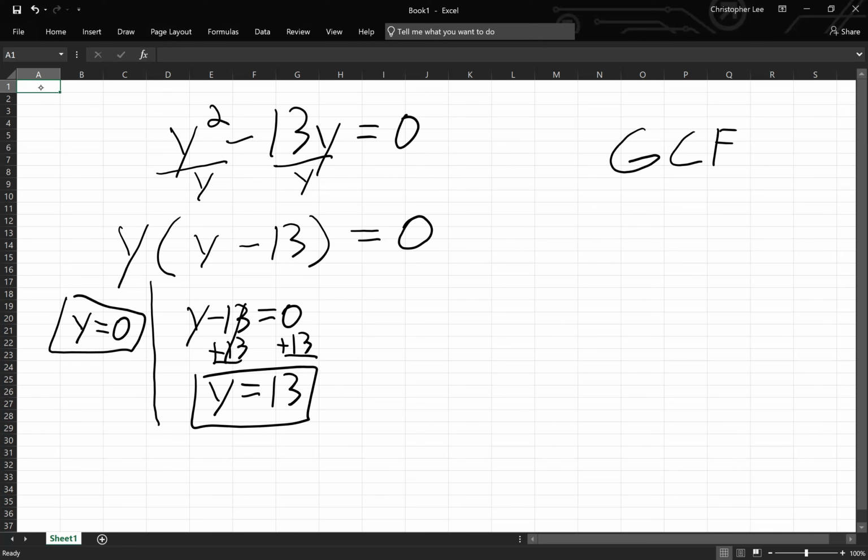Did you put in the two solutions separated by a comma? Not y equals 0. Did you say 0, comma 13? Yeah, but erase the rest of it. 0, comma 13, because it's 0 and 13.